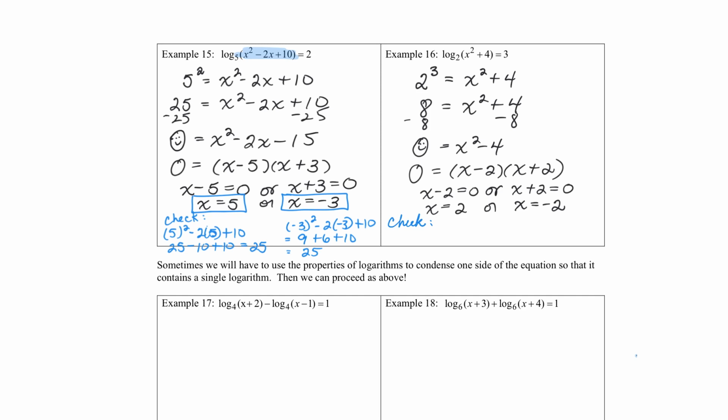So for the first, x equals 2, let's see, 2 squared plus 4 is 8. Oop, I jumped right to the answer, didn't I? 2 squared is 4, plus 4, which is 8. That's positive, right? And then -2 squared plus 4 is equal to 4 plus 4, which is 8, which is also positive. And so both of these proposed solutions are valid solutions for this logarithmic equation.